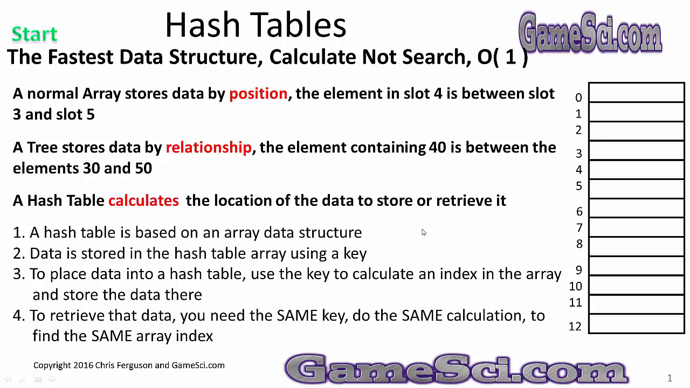Number 1, a hash table is based on the array data structure. Number 2, data is stored in a hash table array using a key. Number 3, to place data into a hash table, use the key to calculate an index in the array and store the data there. Number 4, to retrieve that data, you need the same key, do the same calculation to find that same array index.